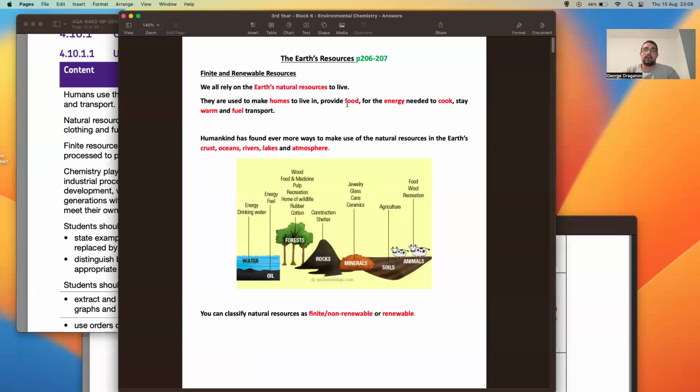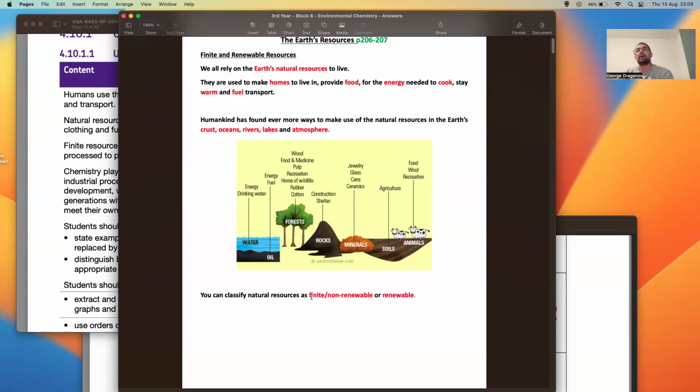This just mentions, again, as the syllabus said, what we use the Earth's resources for. And here we have some examples. So water from the ocean can be used for drinking and for energy. Crude oil can be used for fuel. Forests can be used for wood, timber, rubber, cotton, all sorts. Rocks can be used for constructions and shelters. Minerals are used to make jewelry, glass, cans, ceramics. The soil is obviously for agriculture, and the animals are for food and wool, and for recreation, such as dogs.